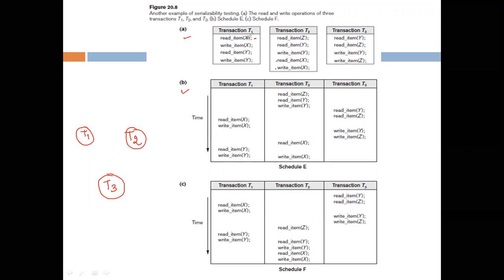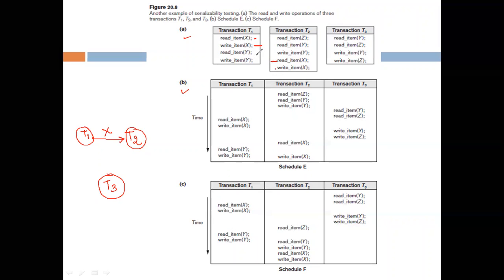So it is transaction 1. Here transaction 1 is writing, and here transaction 2 is reading. So which one is occurring first? That is transaction 1. So there should be an edge from transaction 1 to transaction 2 for the variable x. So we'll write like this.